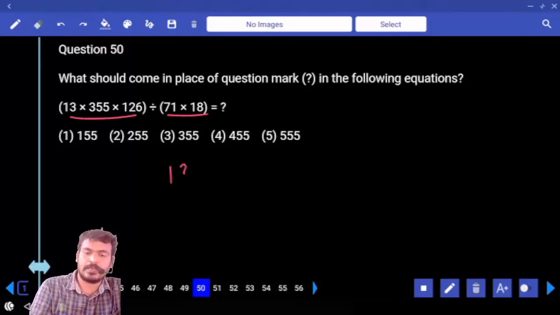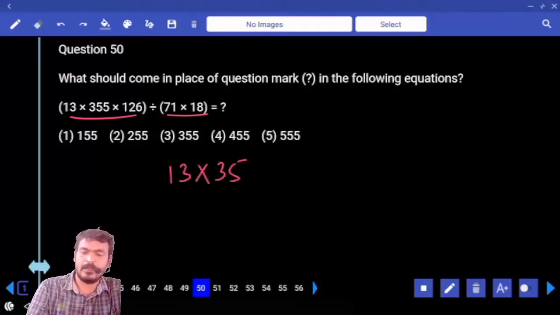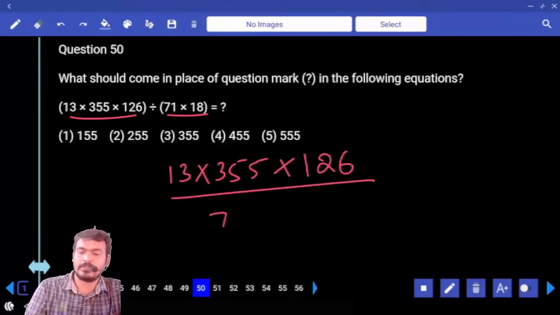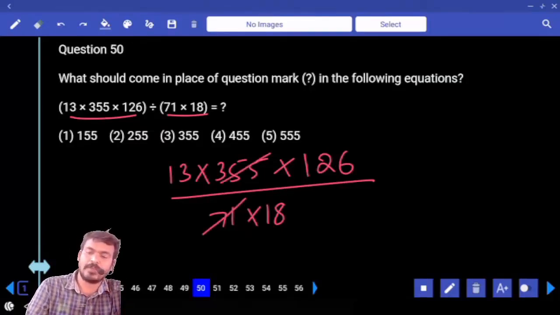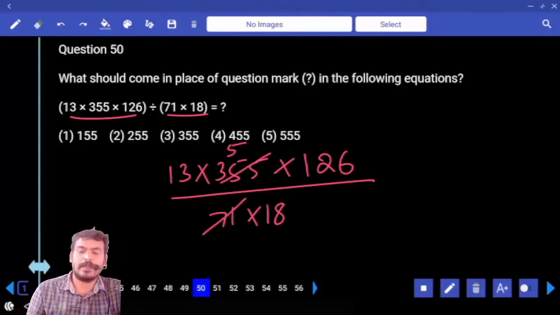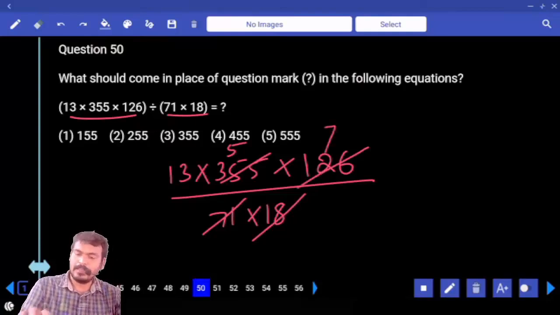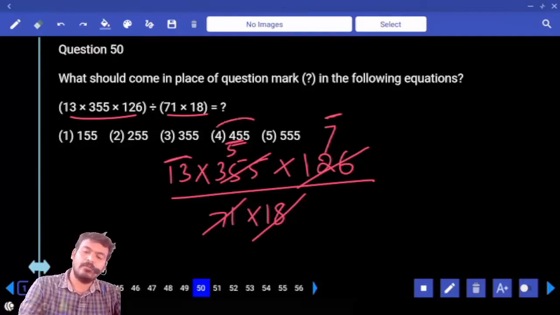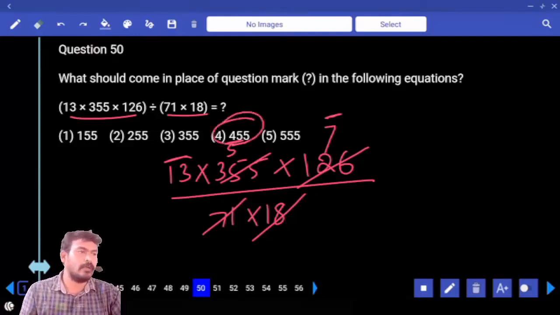This one we wrote 13 into 355 into 126 divided by how much value? 71 into 18, or not? 71, 355 almost 5 times, or not? 18, almost how many times? 126, 7 times, or not? Okay, 13 into 7, 91 into how many times? 5 times. We are getting 455, or not?